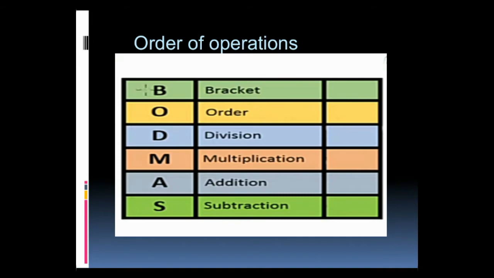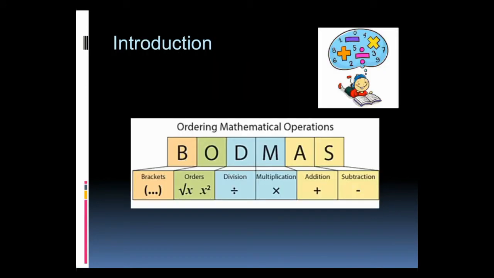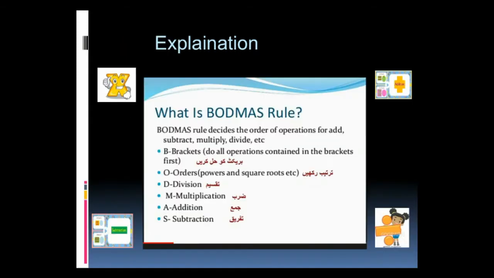Today we will be discussing order of operations, and in this we will be discussing the BODMAS rule. Now, before going to the details, I want you to understand the meaning of BODMAS. BODMAS is basically an abbreviation: B stands for brackets, O for orders, D for division, M for multiplication, A for addition, and S for subtraction.